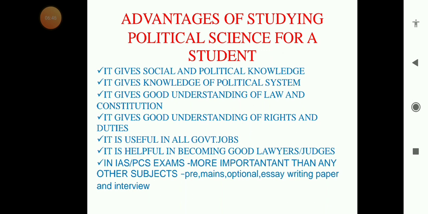Next, it gives a good understanding of rights and duties. We have certain rights and duties, and if we study this subject, we come to know about them. Then it is useful in all government jobs, whatever jobs you appear in.